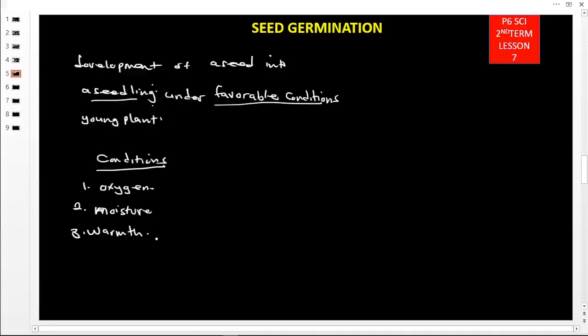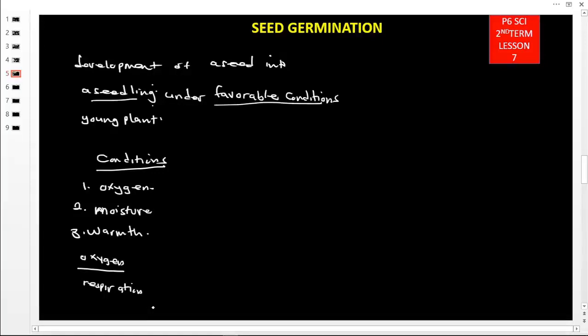Now let us see why these seeds need oxygen. This oxygen is very important. The role played by oxygen during germination is that it carries out respiration. Respiration, as we are going to discuss later on, is the process by which living organisms obtain energy. So when these seeds are germinating, they need energy in order to establish new organs and parts, like the roots, the root hairs, the leaves, the stems, and so on.